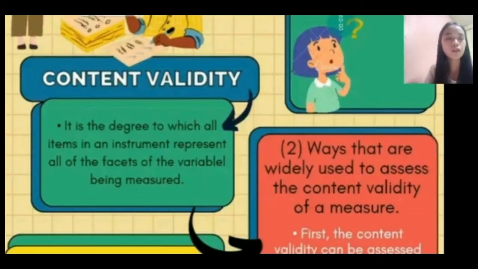Good day, everyone. So now let's proceed to the content validity. It is the degree to which all items in an instrument represent all of the facets of the variable being measured. So from the word itself, content, it is what is inside, which is checked if the test and the objective are aligned to each other using the specification containing the objectives of the lessons and the corresponding items.